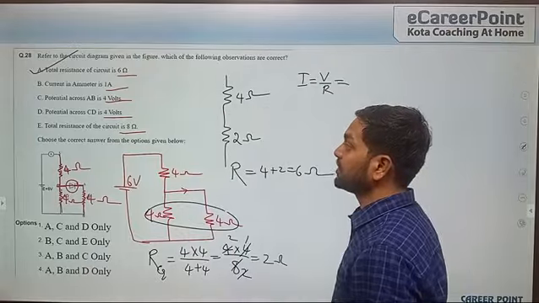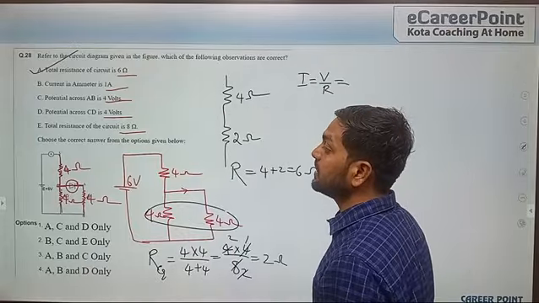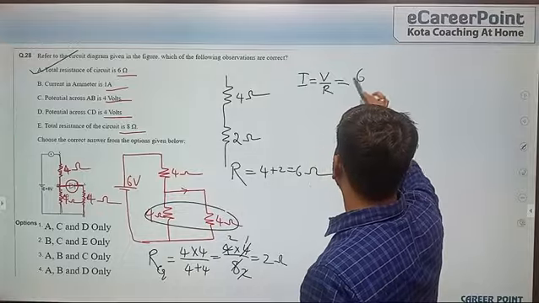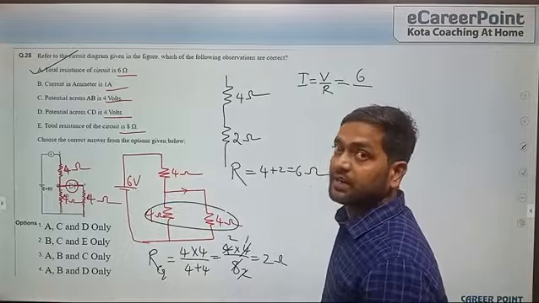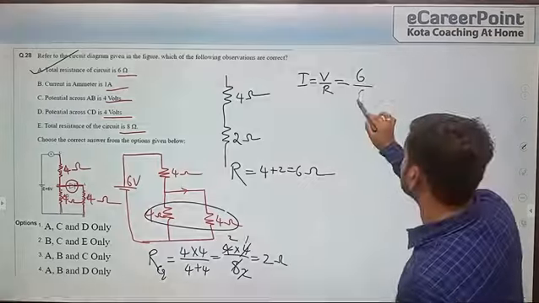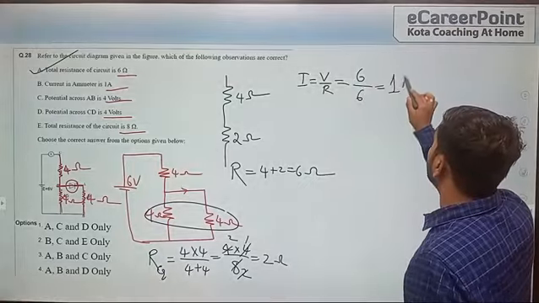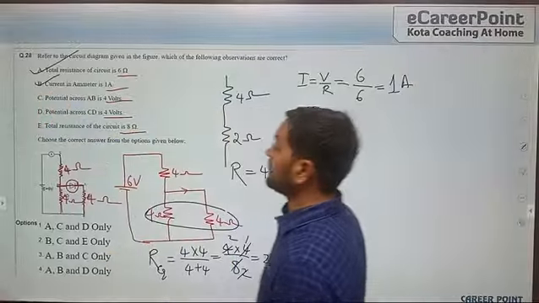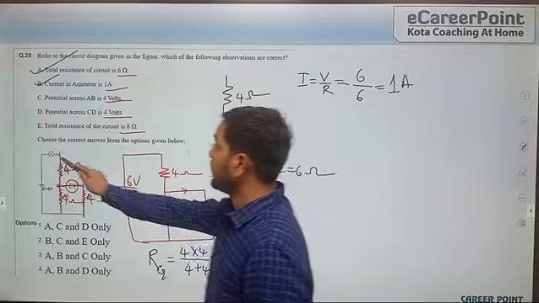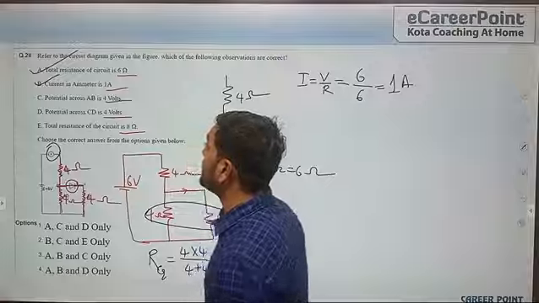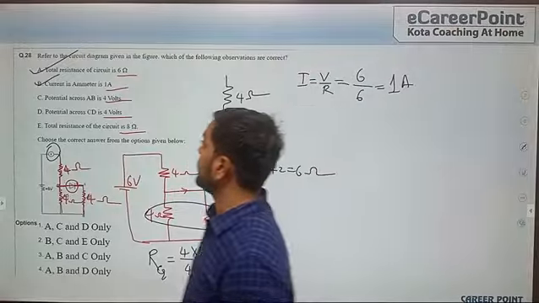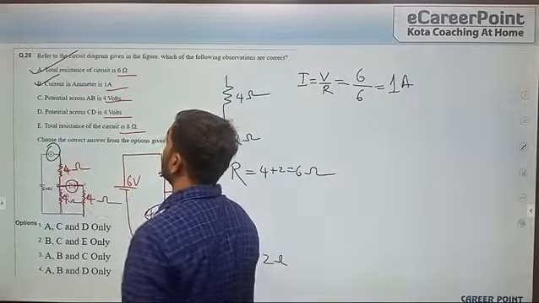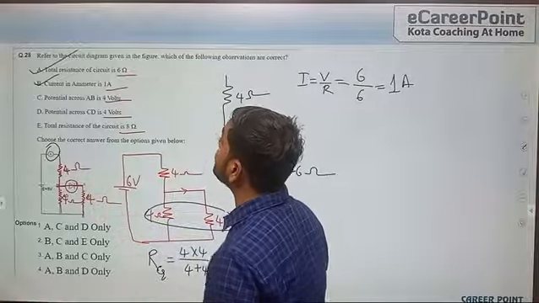So the potential difference is given, that is 6 volts, and the resistance is equal to 6. So then we are going to get 1 ampere. The current in the ammeter, here we are having the ammeter, shows 1 ampere. And next, here we have potential across AB is 4 volts and potential across CD is 4 volts.